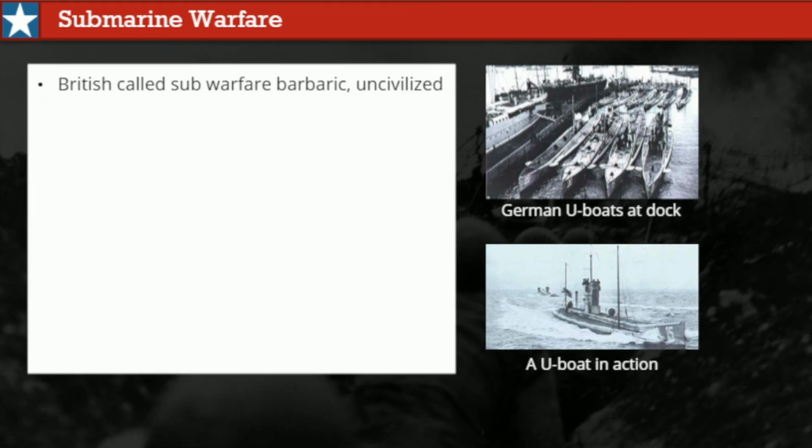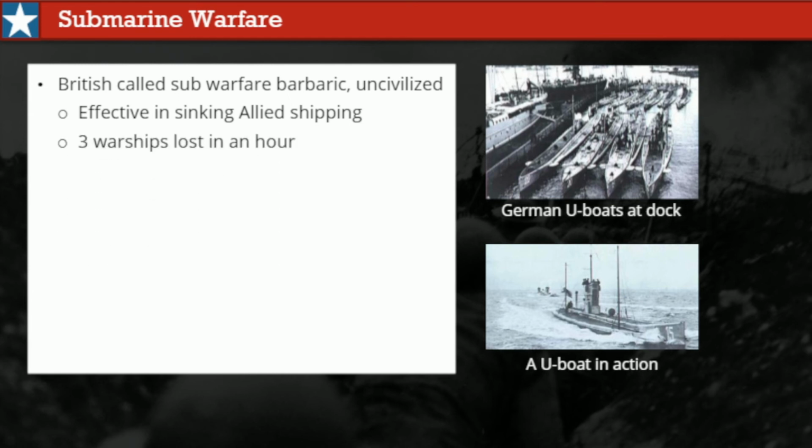The British, the main target of German submarine warfare, called it barbaric and uncivilized, but it was very effective. U-boats sank Allied shipping at an alarming rate. On one day in September 1914, a single German sub, U-9, sank 3 British warships in a single hour. More than 1,000 sailors went down with their ships and died.